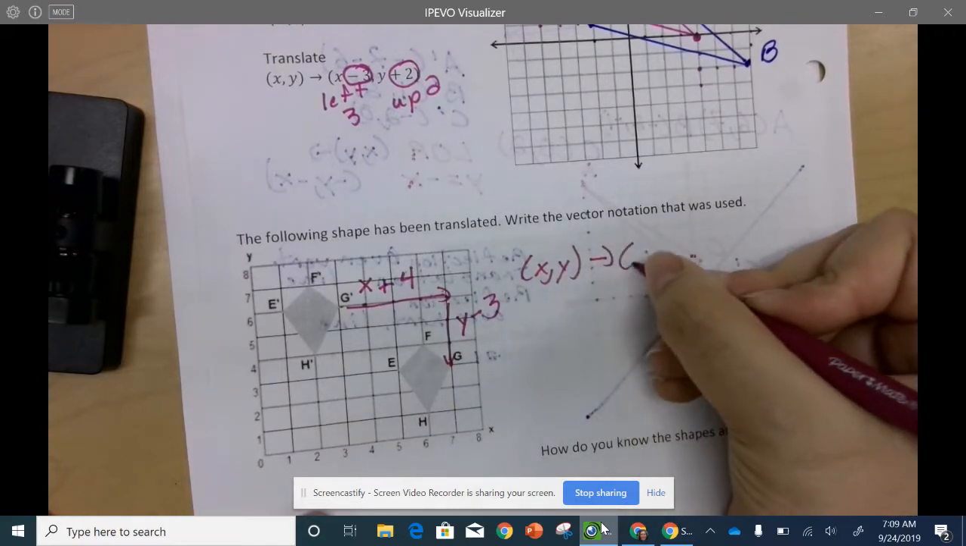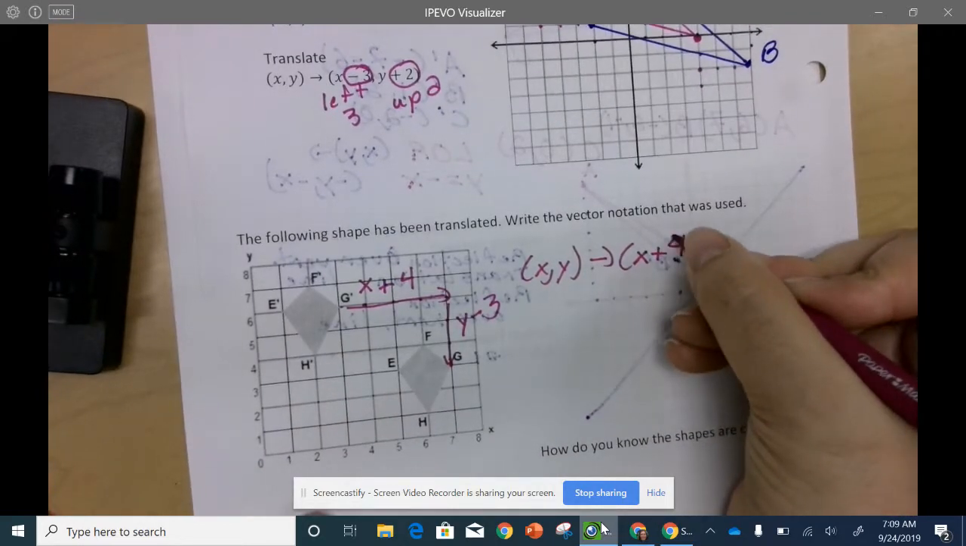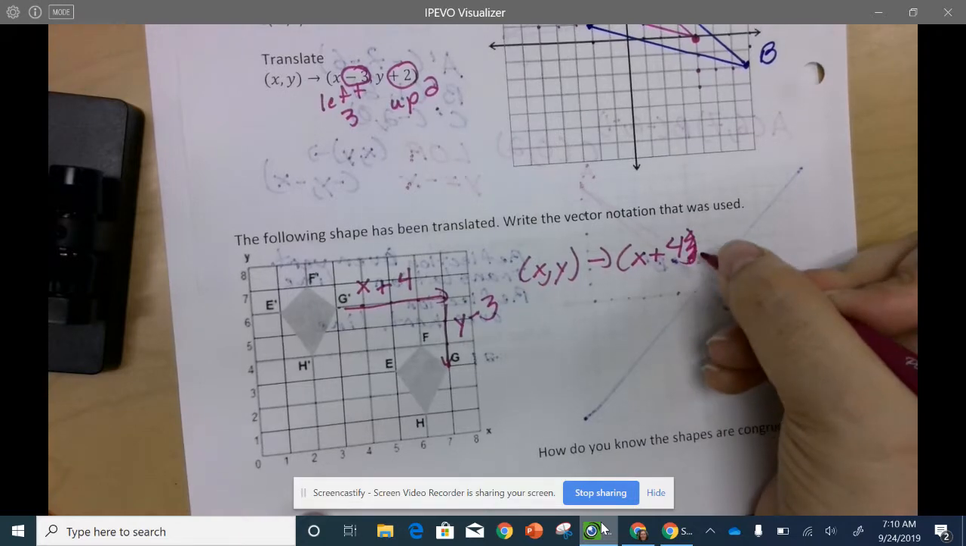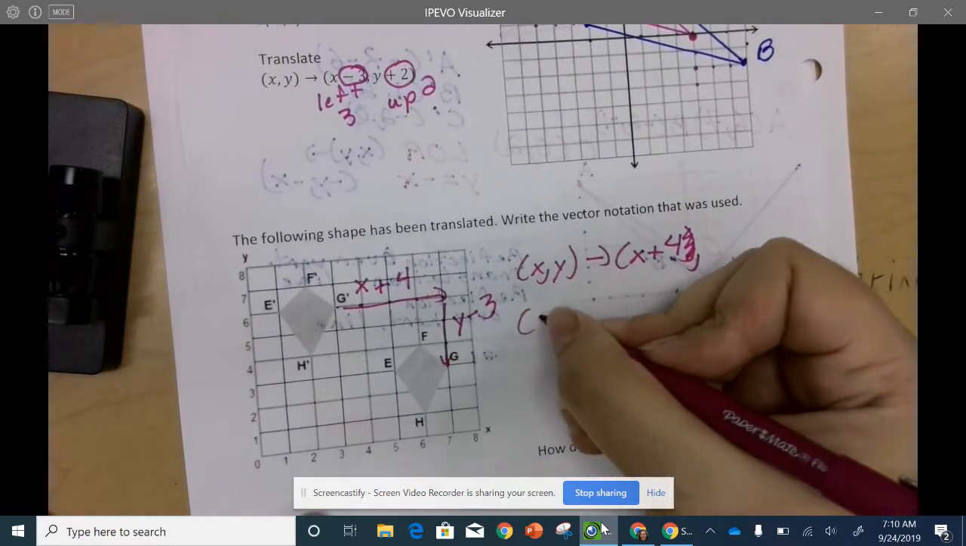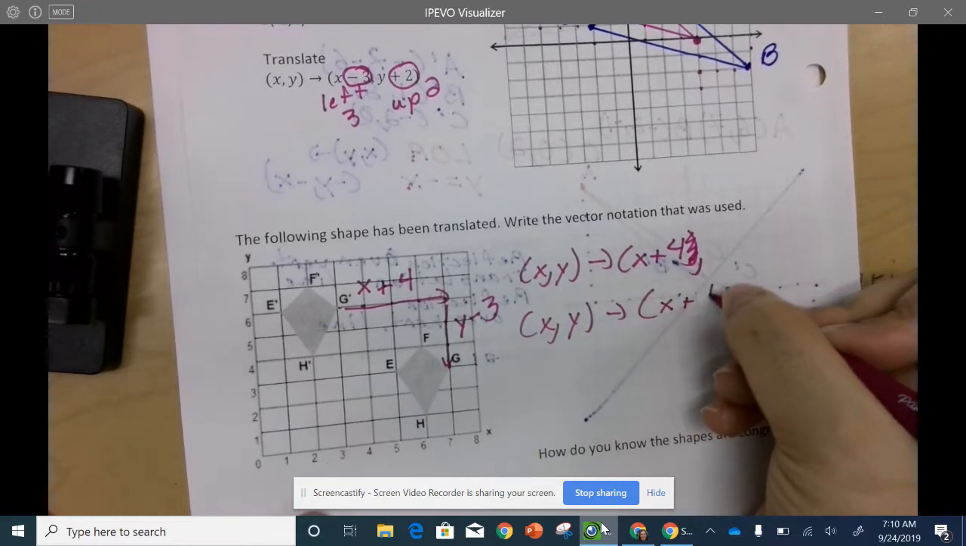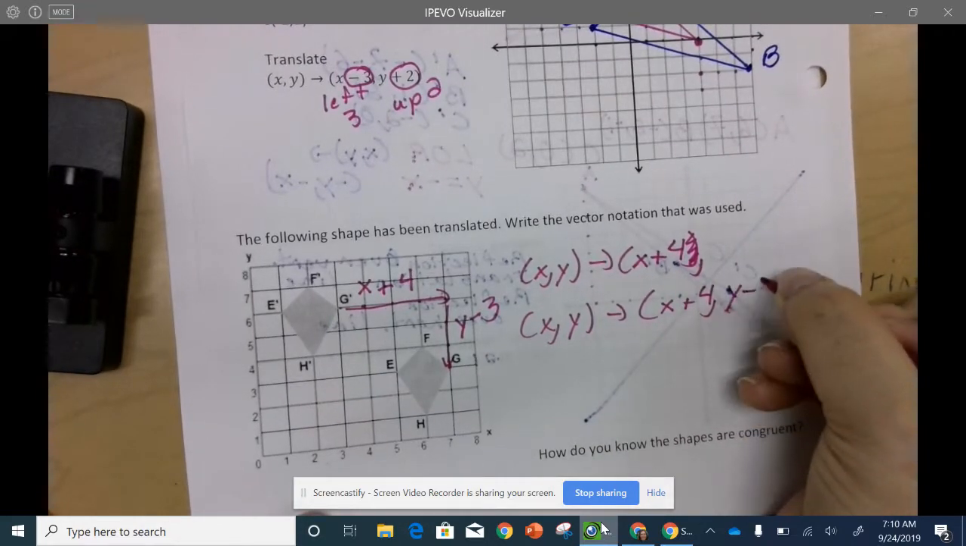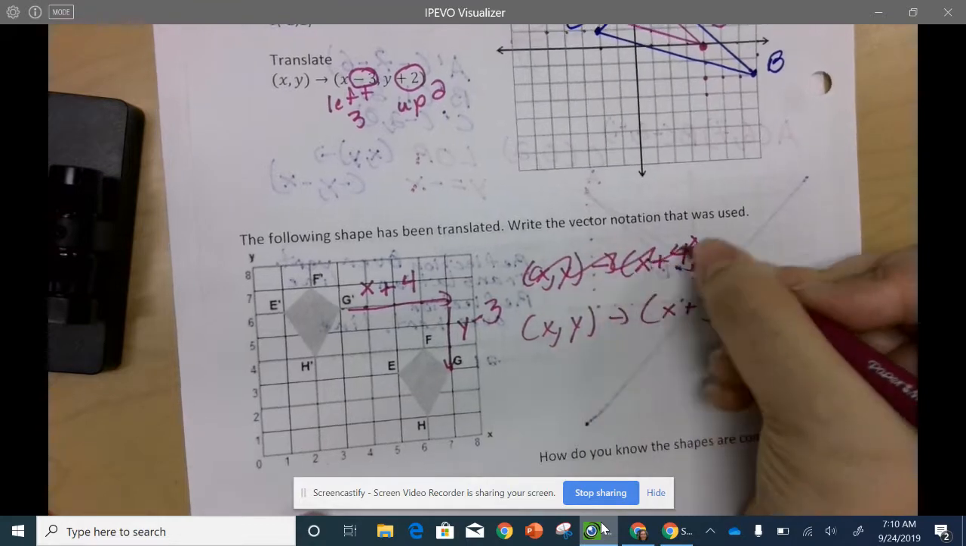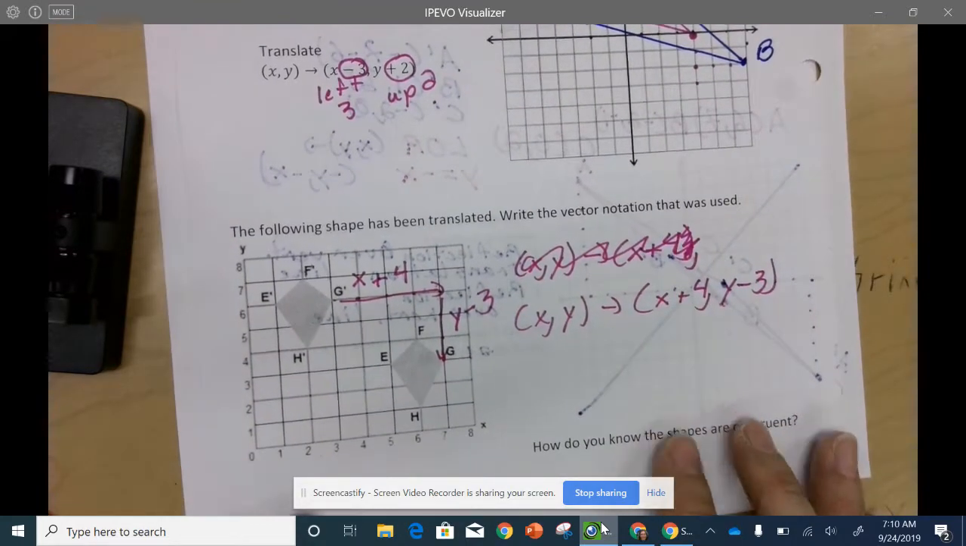So it says write the vector notation. So I'm just going to substitute those in. So x plus 4. Remember, right is going to be positive. Let me write that. Okay, so it's going to be x plus 4 and y minus 3. So everybody, that's the vector notation that we're going to use.